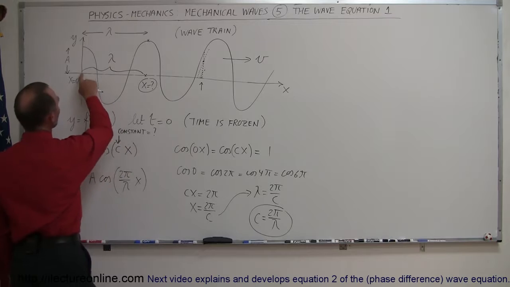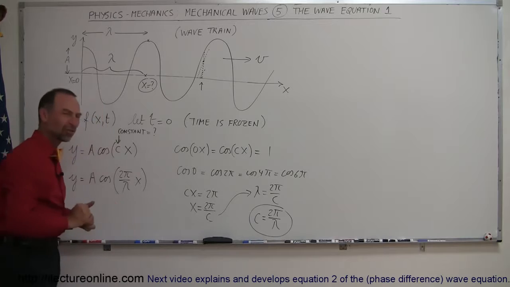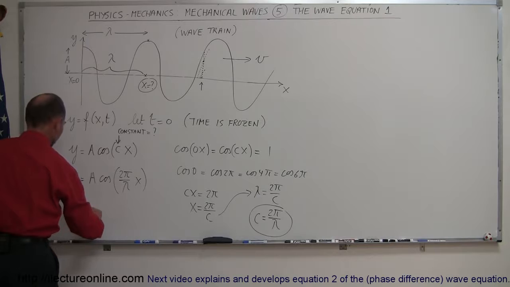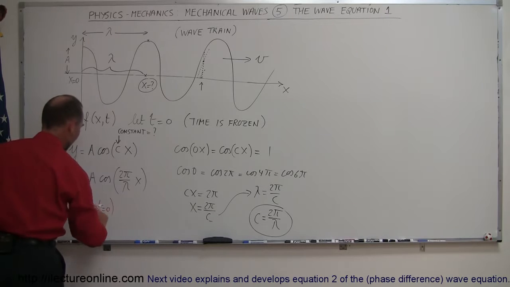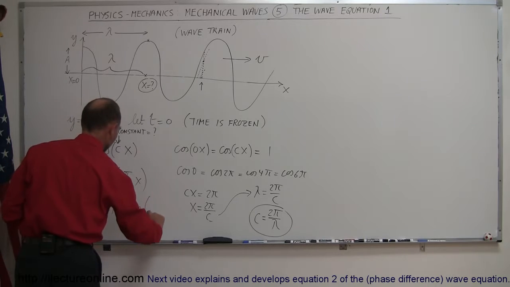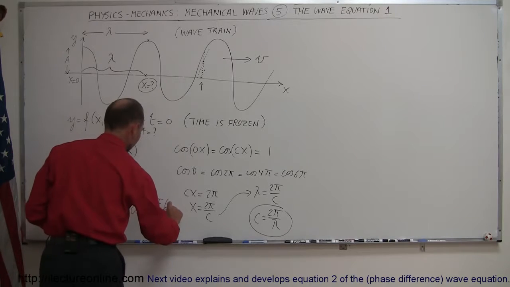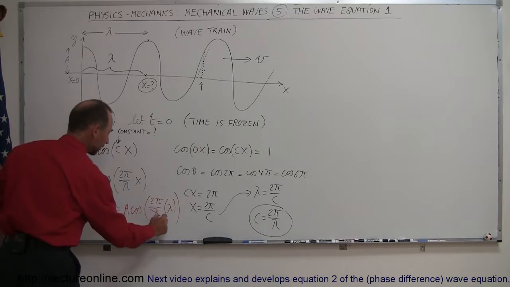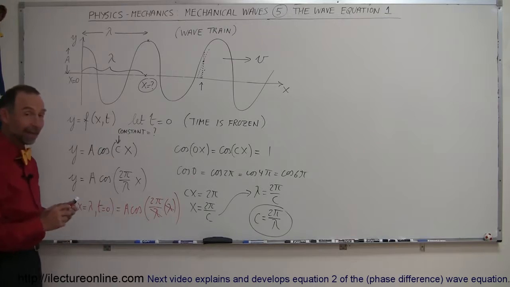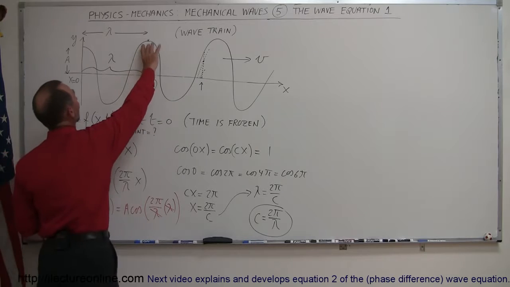If I now plug in one wavelength for x, so I'll let x equal lambda, let's try that. I'm going to write y when x equals lambda, and of course t is equal to 0. I'm ignoring t for now. So this would be equal to a times the cosine of 2 pi over lambda, and instead of x, I'm going to write lambda. Notice that the lambdas cancel out, and I'm left with the cosine of 2 pi. And of course, the cosine of 2 pi is again 1, because 2 pi is the same as 0, and 1 times a is a. I get this value right here.